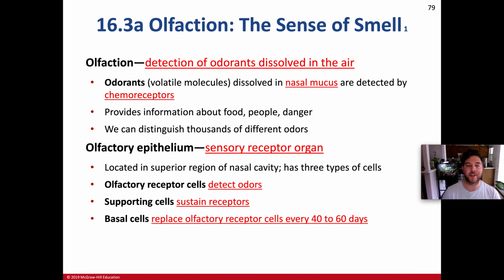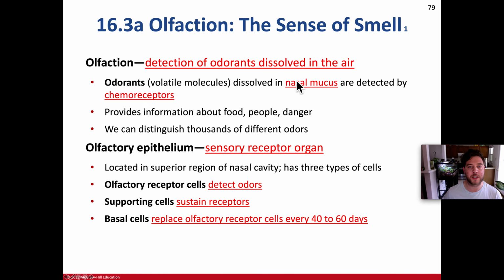All right, now getting to some of our specific senses. Olfaction, the sense of smell. Olfaction is detection of odorants dissolved in the air. Odorants are volatile molecules, dissolved in the nasal mucus and detected by chemoreceptors. So if it's a molecule, it's going to be detected by a chemoreceptor. And notice this, it has to be dissolved in that nasal mucus.